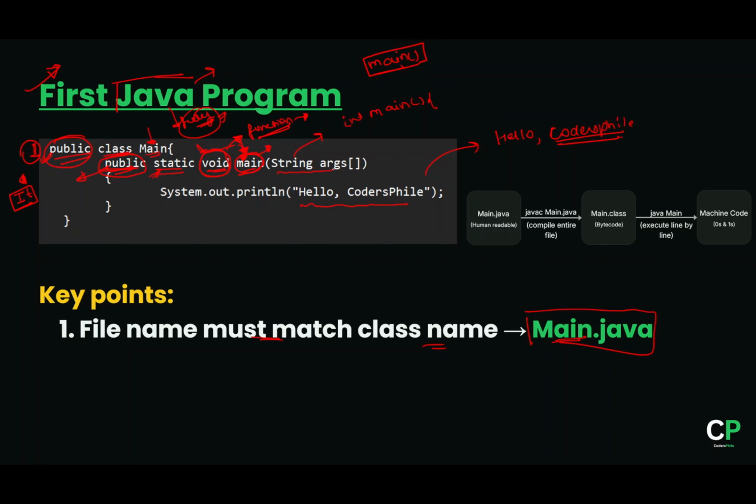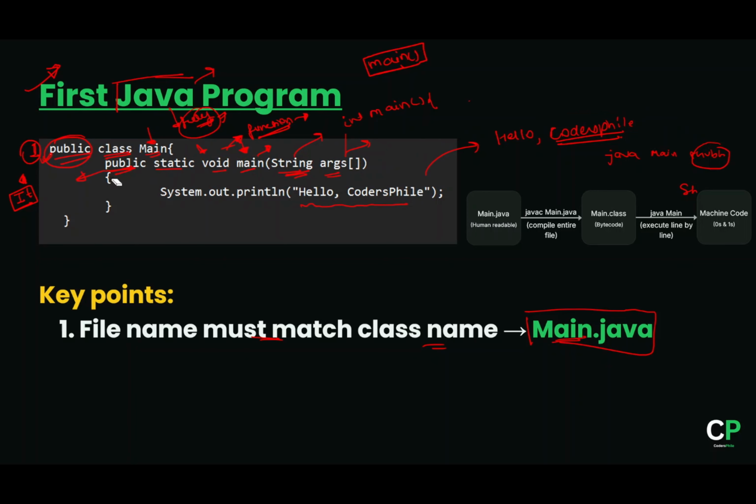Now what is the string args? It is used to pass the command line argument into the program. For example, if we type Java main, and here we pass an argument like Java main Shubham, then this argument will be passed into this args parameter. So this is used to pass the command line argument into the program. Now I hope you understand this line also.